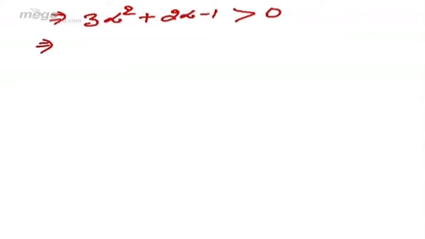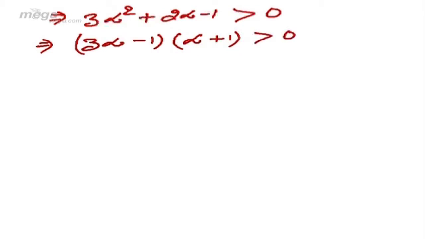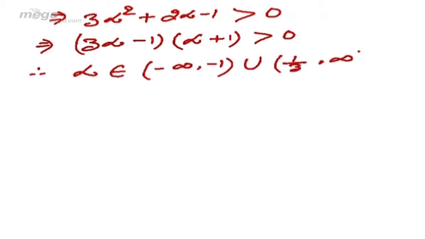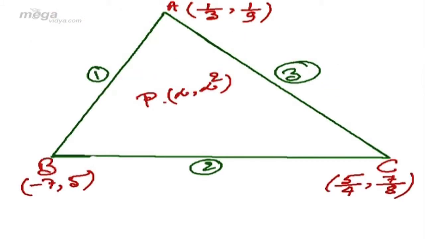Now we can factorize it. So it will be 3 alpha minus 1 into alpha plus 1, after factorization by splitting the middle term. So from here you can say alpha will belong to minus infinity to minus 1 union 1 by 3 to infinity. This you will get, suppose, as equation number 4. This is using one of the conditions, that the points P and C will lie on the same side of the line 1.